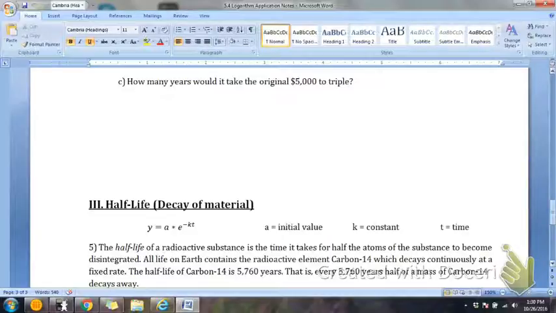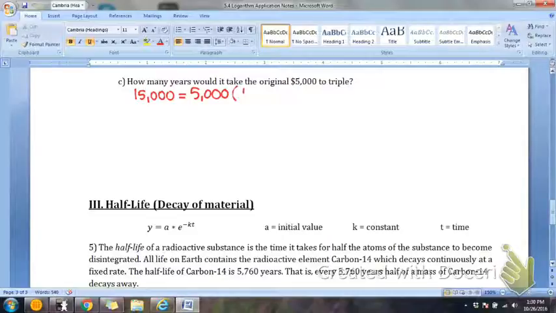All right, letter C. How many years would it take for the original $5,000 to triple? Okay, so how many years is asking us for time? If the $5,000 triples, how much are we ending up with? 15,000 is what we want to end up with, right? We hope. So let's double check that. On your test, if you just guess, you're not going to get credit for it.